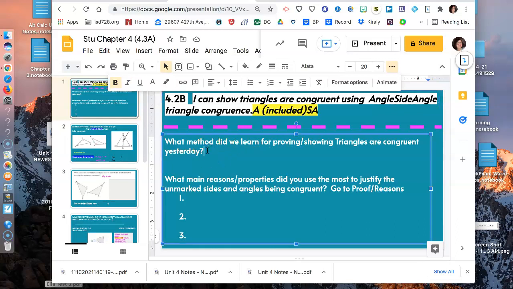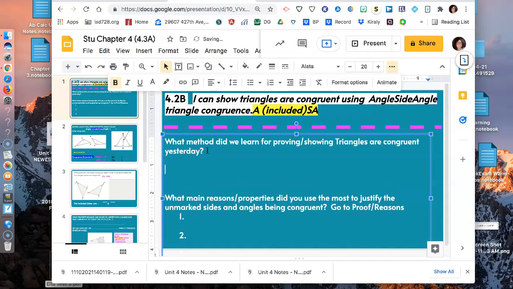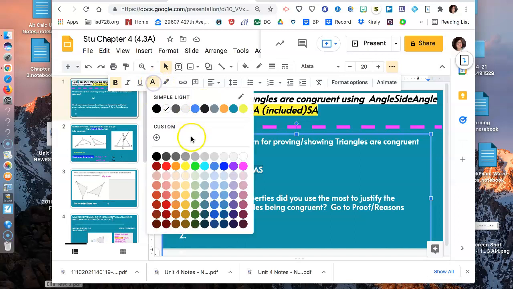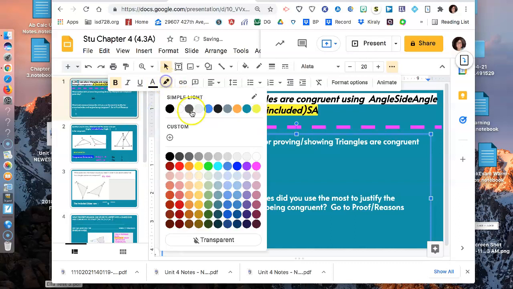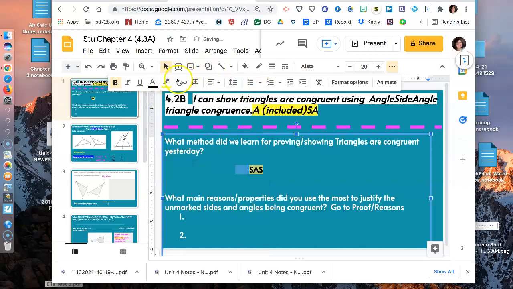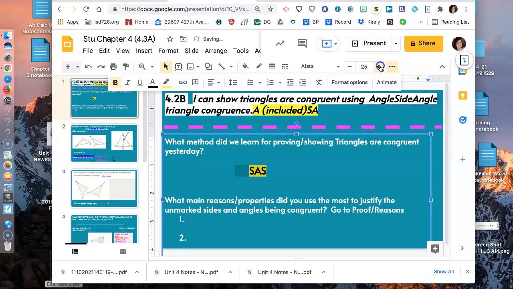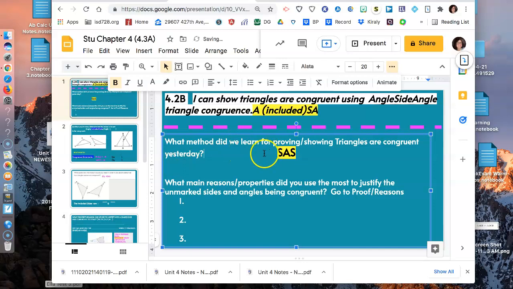What method did we use yesterday? We did side, angle, side. So we had two sides and the angle smashed between them. Today, we're going to be trying to get two angles and the side smashed between them. Let's make that look a little prettier. Let's go here and here and maybe make it a little bigger. Let's start kind of making these a little bit pretty so it doesn't take us so long next week.